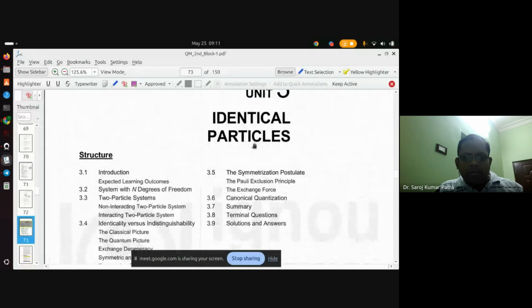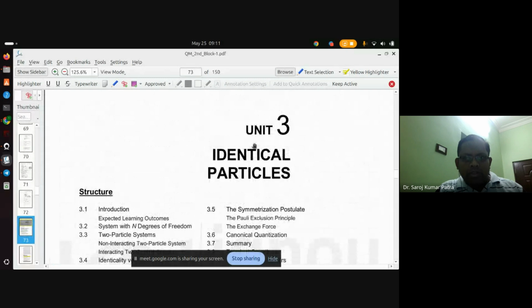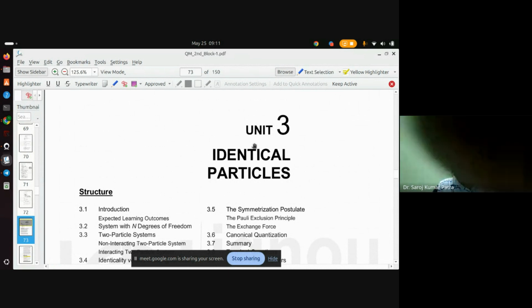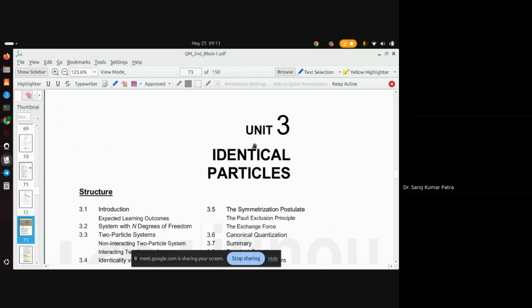I guess all of you have gone through the last two units, right? Have you? Have all of you gone through the last two units of the booklet given by IGNOU?